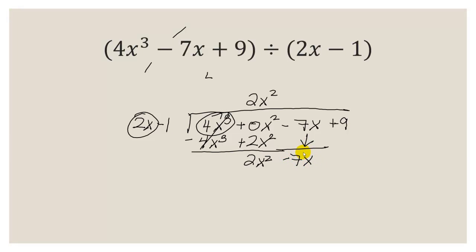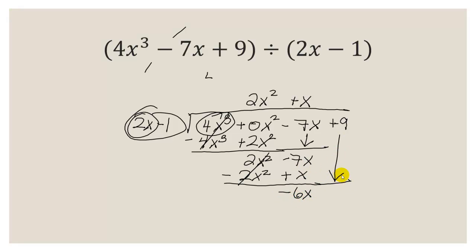Let's repeat the procedure. 2x times what gives you 2x squared? Well, that's just x. So I'll write an x over here. Then x times this whole thing. x times 2x gives you 2x squared, and x times negative 1 gives you minus x. Again, we need to subtract the lines, which means we need to change all the signs. The 2x squareds cancel, and we're left with negative 6x. Now bring down the last one.